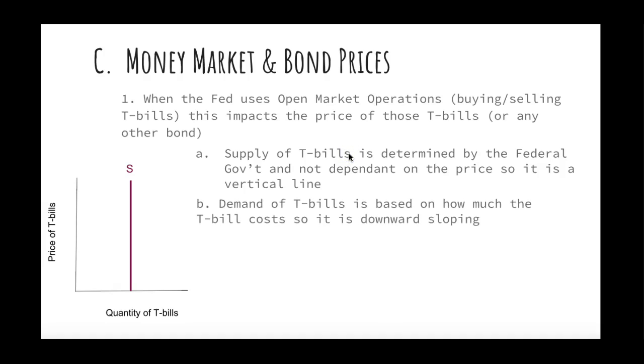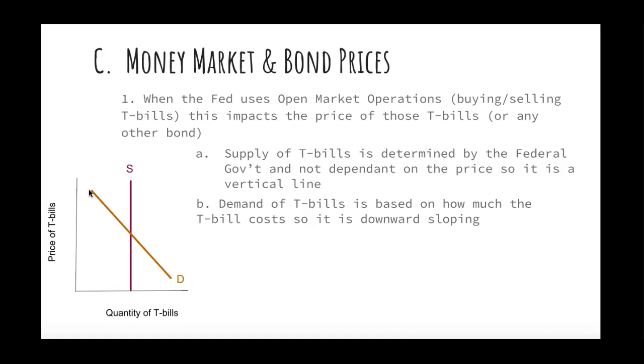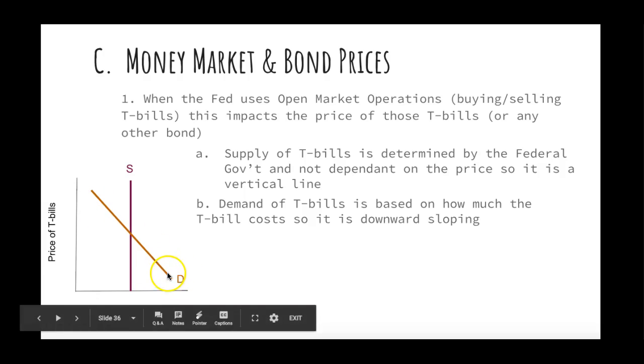It's kind of weird to think of it that way because you're buying government debt. All right, the demand for T-bills, however, is based on how much the T-bill costs. So just like any other demand curve, it is a downward sloping line. If it's going to cost me more to own this financial asset, I don't want very many of them. But if it's cheaper to get that T-bill, then I'm going to want a heck of a lot more of them, which is going to be down here.